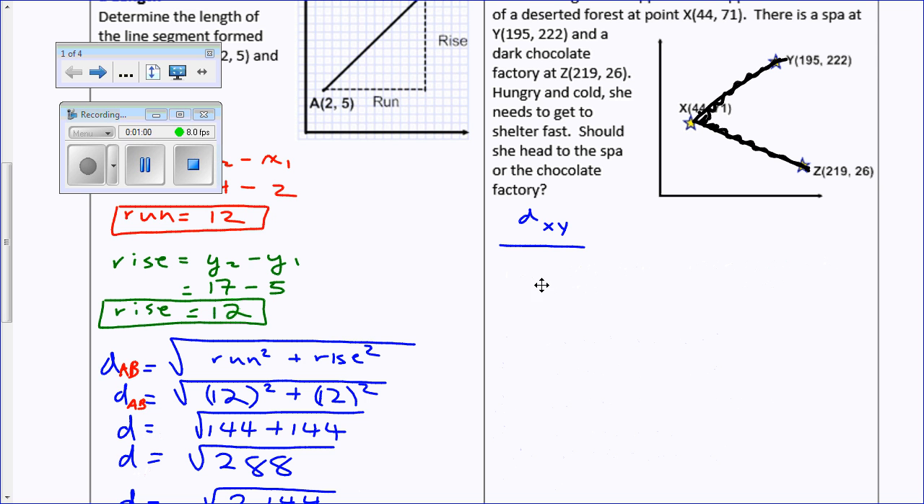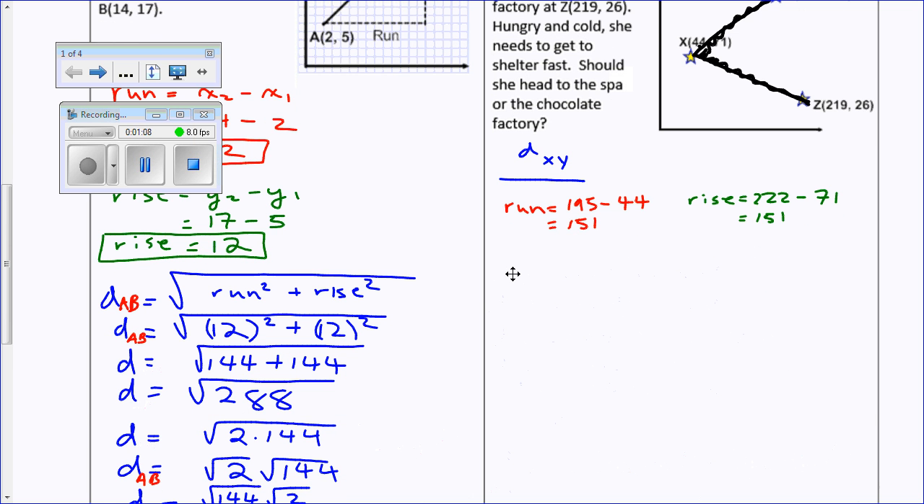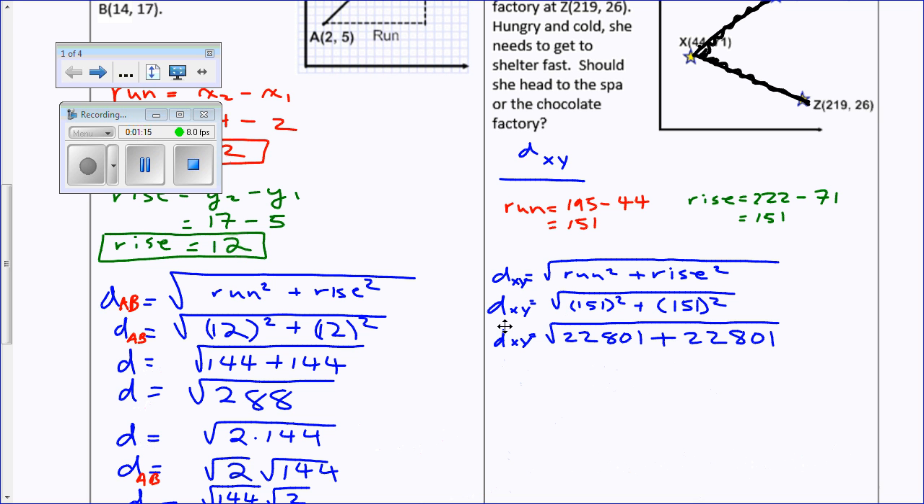Now, the distance for XY based on our rise and run is basically given by this. Our run is this. Our rise is calculated as this. Then we substitute directly into our equation. D of XY is equal to run squared plus rise squared, square rooted. And then we substitute accordingly. Now, upon simplification, you're going to get something similar to this. And when we square root that, we're going to end up with 213.15 units for D of XY.